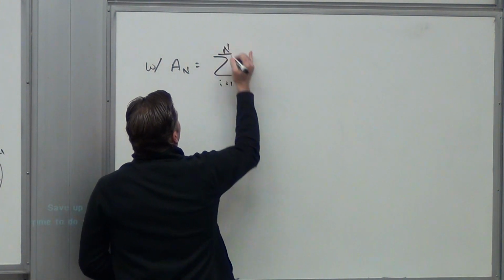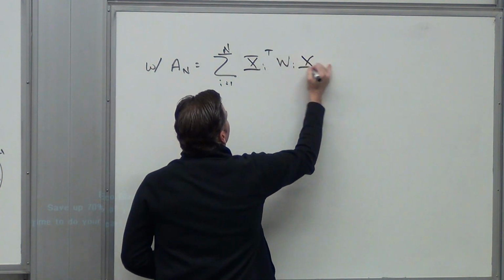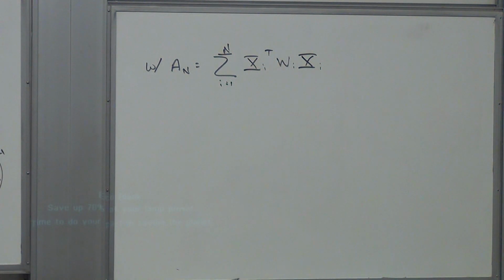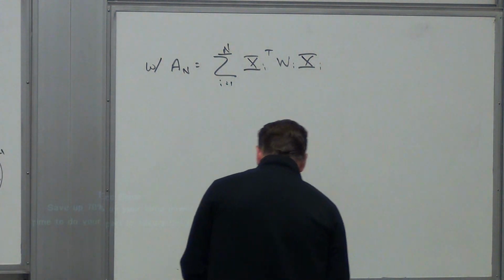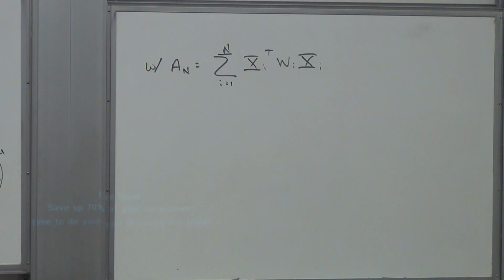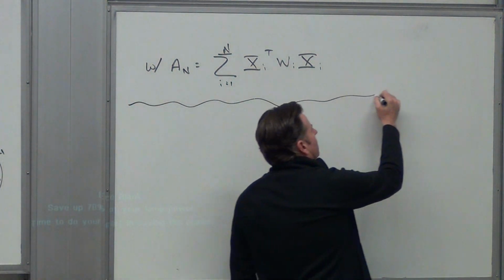Okay? So, just for completeness, that's what A transpose times W times X is. So, let's consider a few cases then. I'm just going to go to the next slide in your notes.